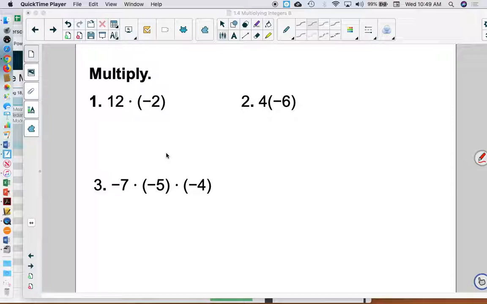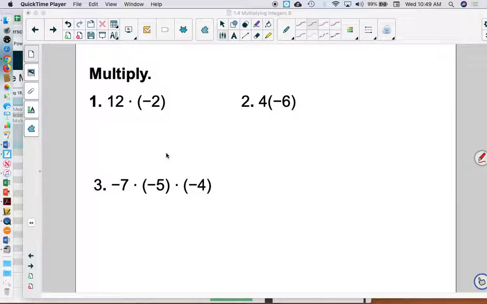Multiplying and dividing. Use the same sign, you will get a positive. Now you know. Multiplying and dividing. Use different signs, you will get a negative. Now you know.